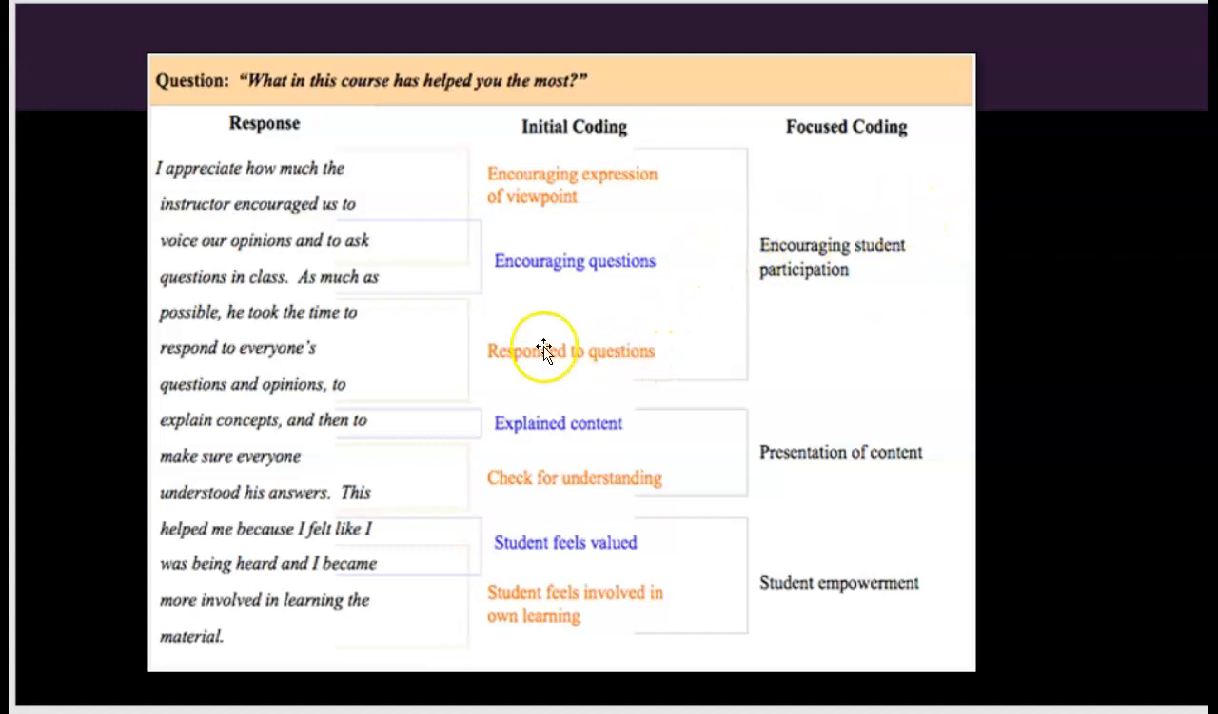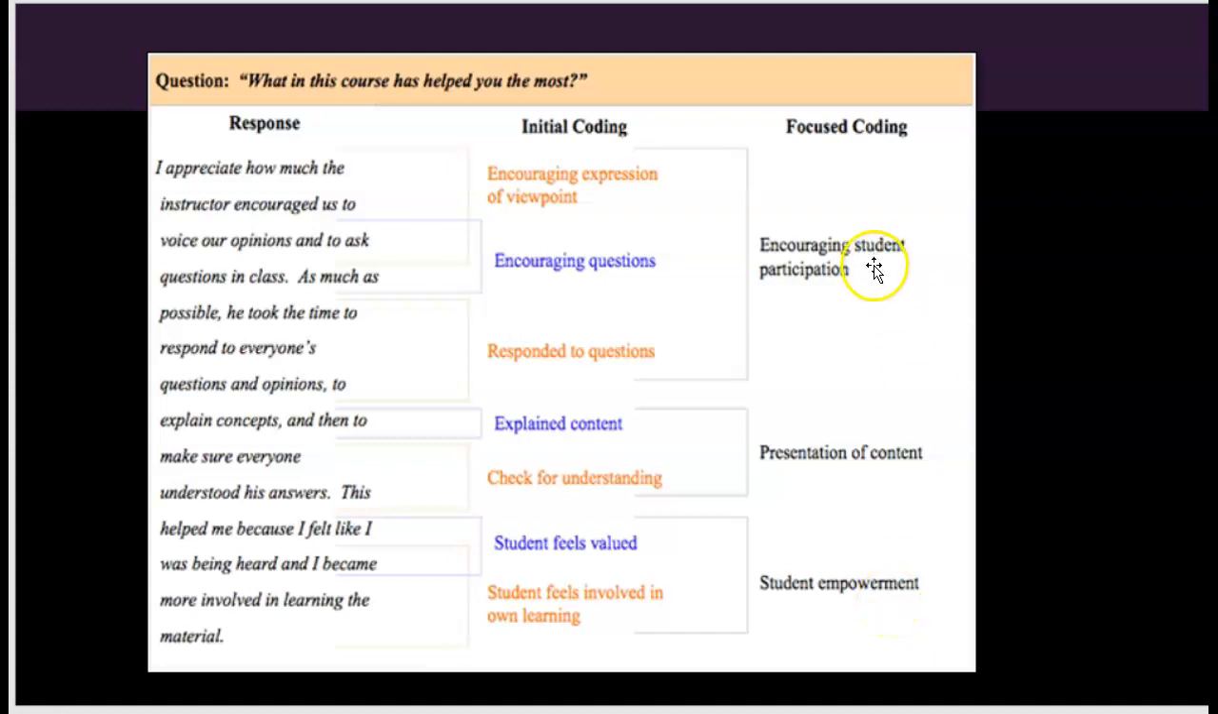Again, you want to capture what these codes all mean. If you look at this, the focused code is encouraging student participation, encouraging questions, responding to questions, encouraging expressions of viewpoint. Explain content, check for understanding. That collapses up to presentation of context. And then student feels valued, students involved in their own learning, student empowerment.